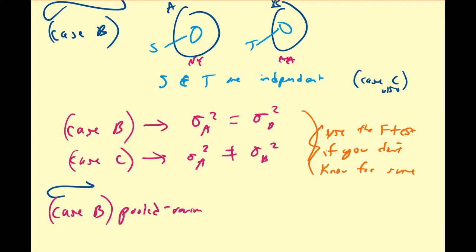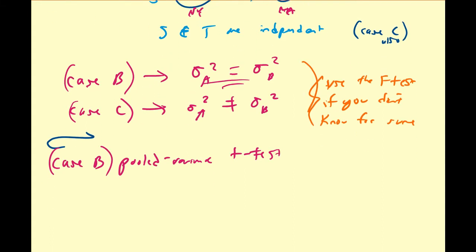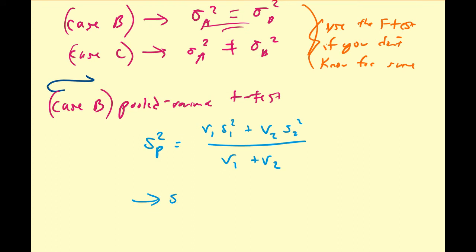So if the variances are relatively equal to each other, you can pool the variances of the samples together and weigh them based on their samples. So the pooled variance is going to be equal to the degrees of freedom for 1 times the variance of 1 plus the degrees of freedom for 2 times the variance of the second sample, divided by the degrees of freedom for the first plus the degrees of freedom for the second. Of course, if you want the pooled standard deviation, this is just going to be equal to the square root of the pooled variance.